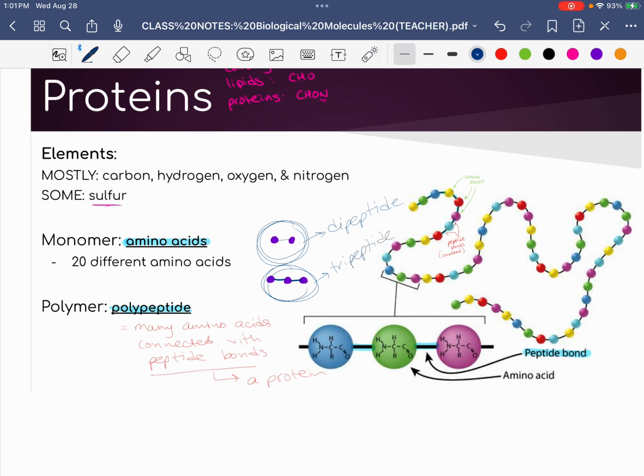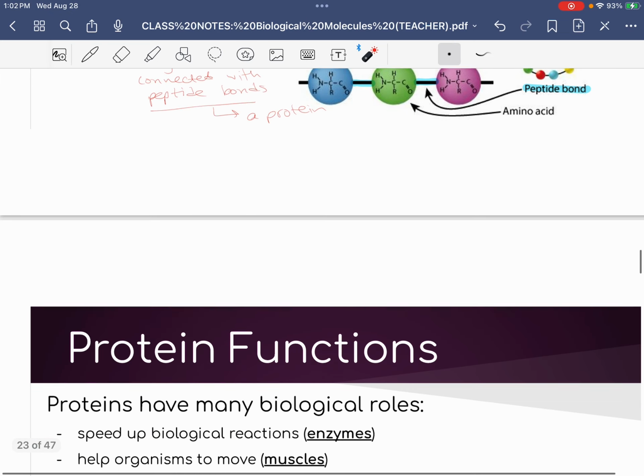So the amino acid is the monomer. If we put 2 amino acids together with a peptide bond, that's called a dipeptide. If we put 3 amino acids together, we call it a tripeptide. And if you have a lot of amino acids together, then we call it a polypeptide. So it's not a mono amino acid, it's not a diamino acid, it's a dipeptide. We name them by the bond.